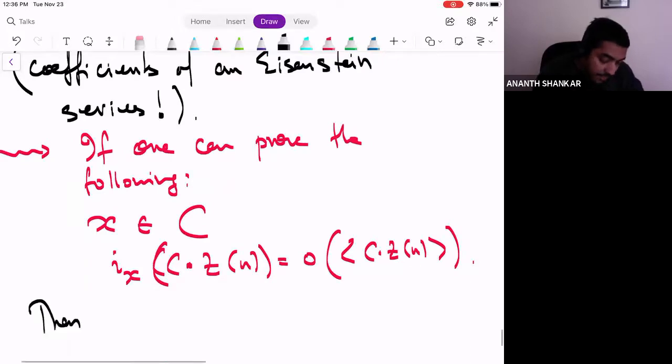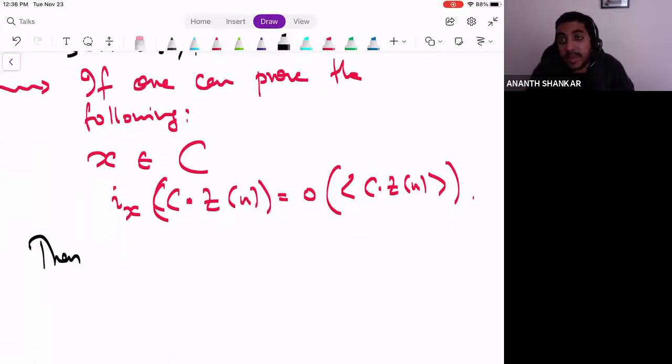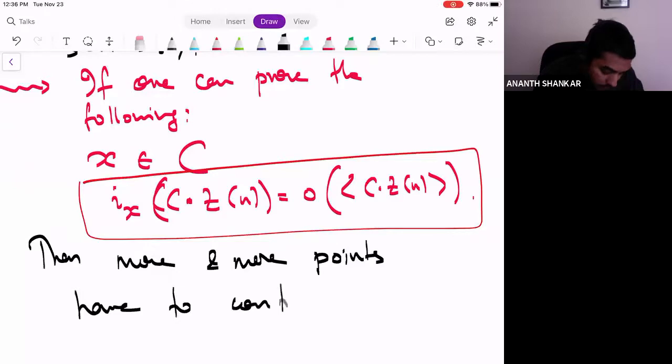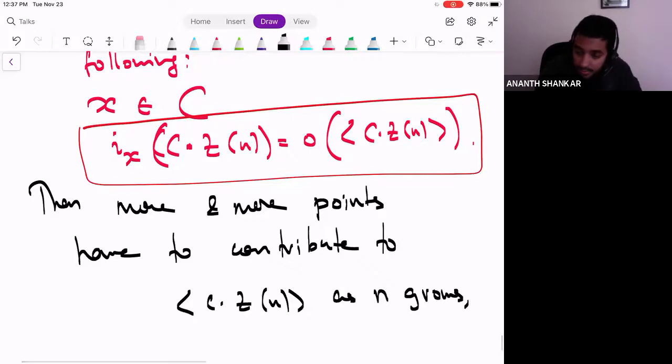then as you vary over all special divisors, you can't have just one point contributing to the intersection. You can't even have a fixed finite set of points contributing for every n, because then the local contributions coming from that finite set would eventually become smaller than the global intersection number. So if one could show the statement, then more and more points would have to contribute to the intersection as n varies, thereby giving you infinitude.